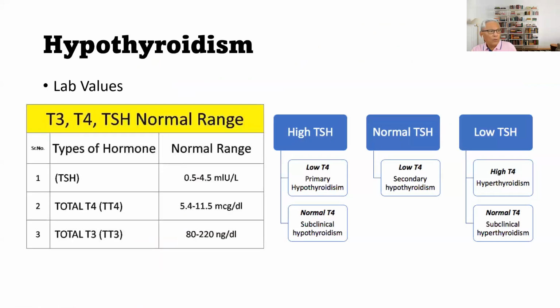Okay, so what are the lab manifestations when there is hypothyroidism? Whenever it comes to lab values, you will be looking at the T3 and T4 as well as the TSH. And of course, we are going to rely on the thyroid panel. So you're going to have a high TSH, and of course, you're going to have a low T4. And this is going to be the characteristic of primary hypothyroidism.